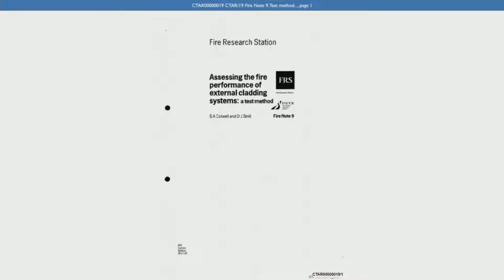Now, I'd like to look at how this then developed. Fire Note 9 is the next stopping point. Fire Note 9, I think, was dated 1999, wasn't it? I don't know without looking, but it should be in the inside cover. Let's go to CTAR 6019, and you can see there it is. It's authored by Sarah Colwell and David Smith, and it's entitled Assessing the Fire Performance of External Cladding Systems, a Test Method. And if we go to page 2, you see, as you rightly say, the date, 1999. Yes.